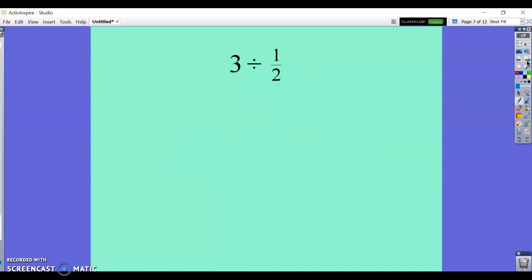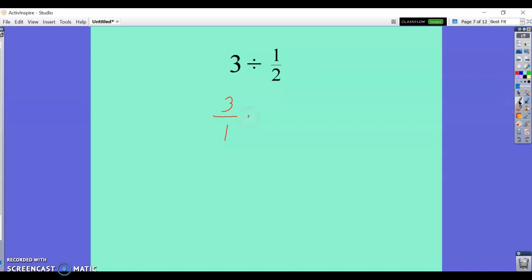All right, so this time we're going to use repeated subtraction to solve 3 wholes divided by 1/2. In order to use repeated subtraction, I need to find that common denominator. So I'm going to write 3 as a fraction, 3/1, and I know that my other fraction is 1/2, and I need to find the common denominator between the two. Well, since 1 can go into 2 and 2 can go into 2, my common denominator is going to be 2.